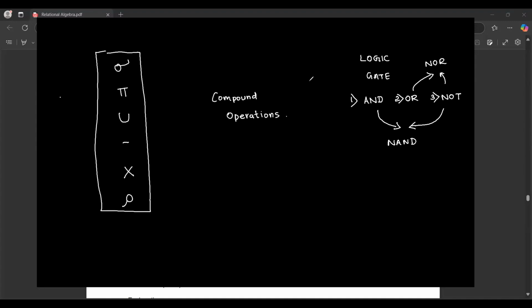Similarly, we also have compound operations in relational algebra. The basic ones are intersection and join, and we also have some types of join that we have to focus on. Other than these two, we also have division. So these are the ones that we are going to focus on. In this video, we are going to learn about intersection.